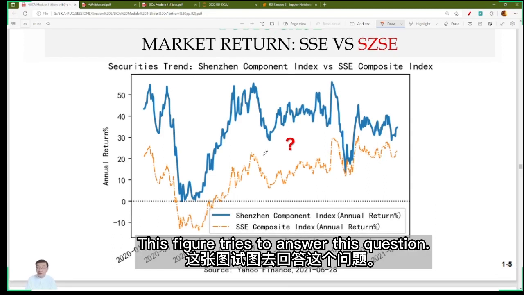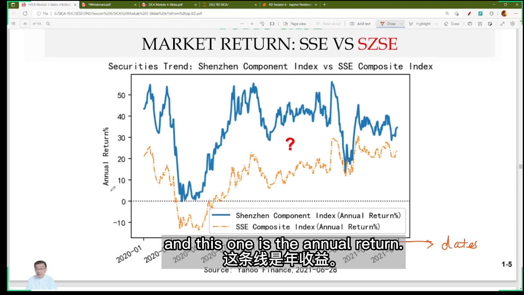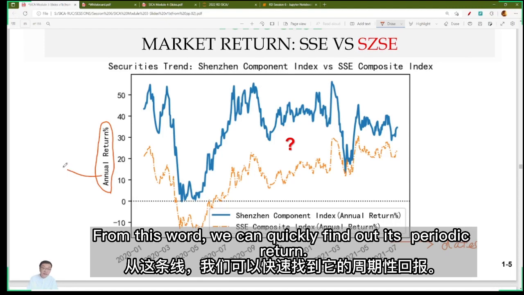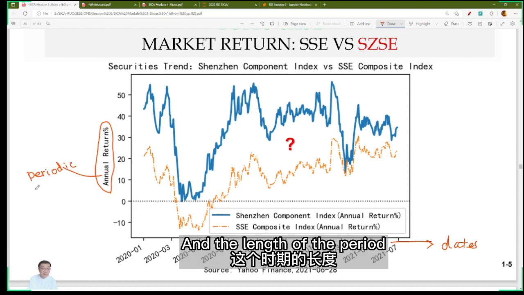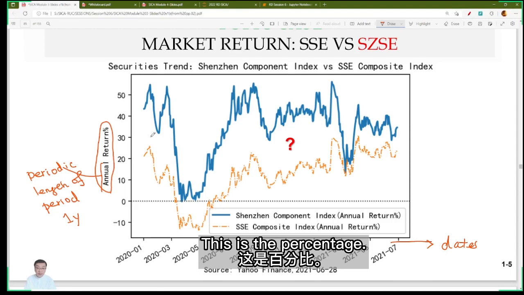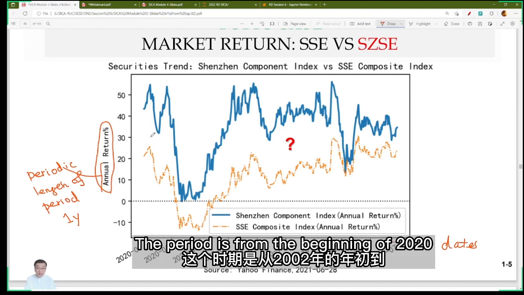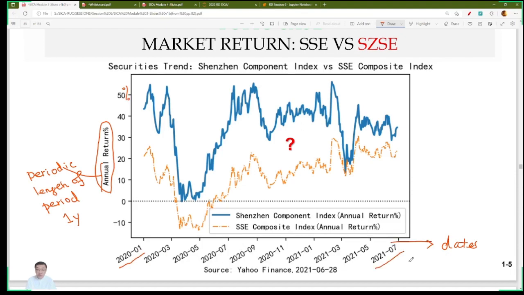This figure tries to answer this question. Let's look at this figure. This axis is still the dates, and this one is the annual return. From this word, we can quickly find out it's a periodic return, and the length of the period is 1 year. So that's why we call it annual return. This is the percentage. The period is from the beginning of 2020 to July 2021. It's 1.5 years.